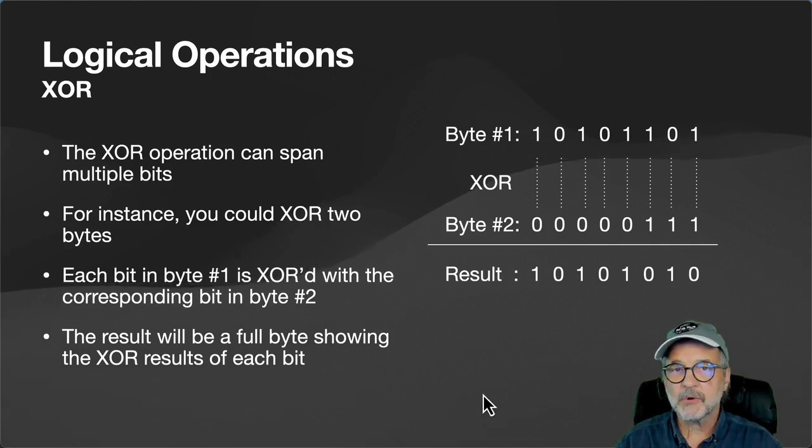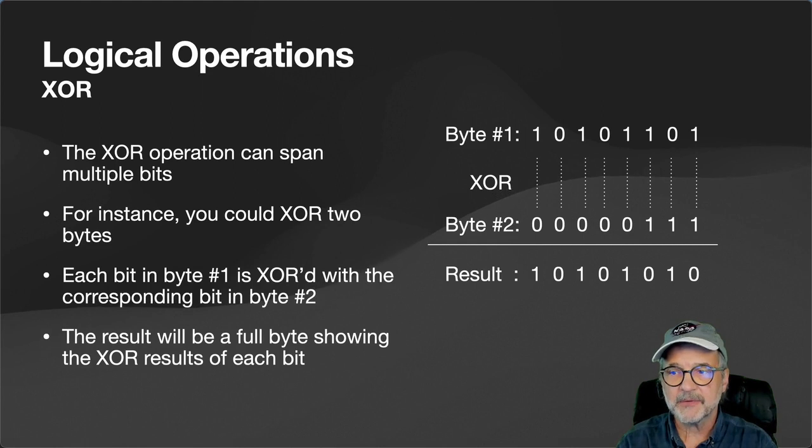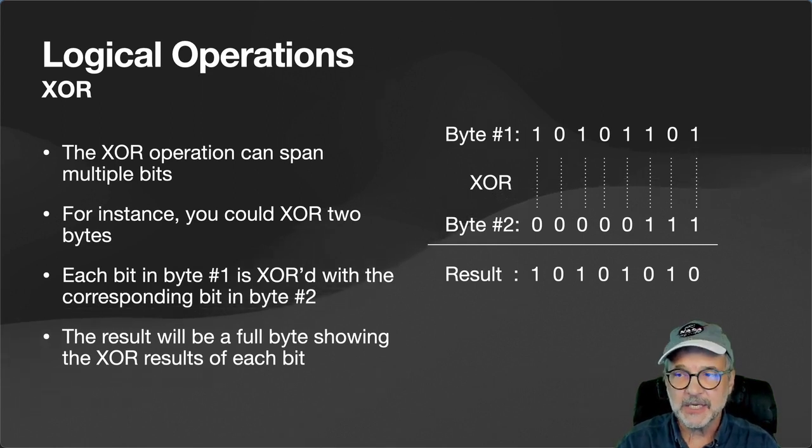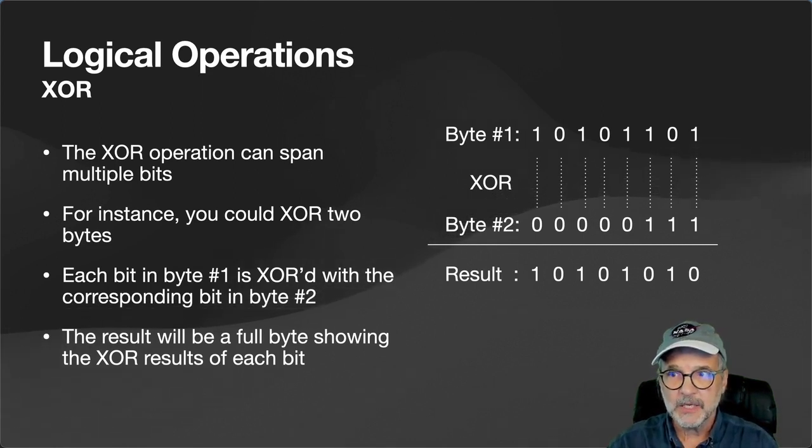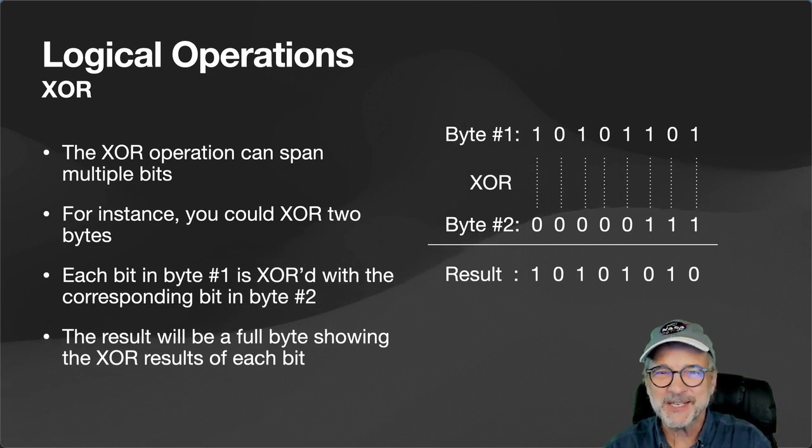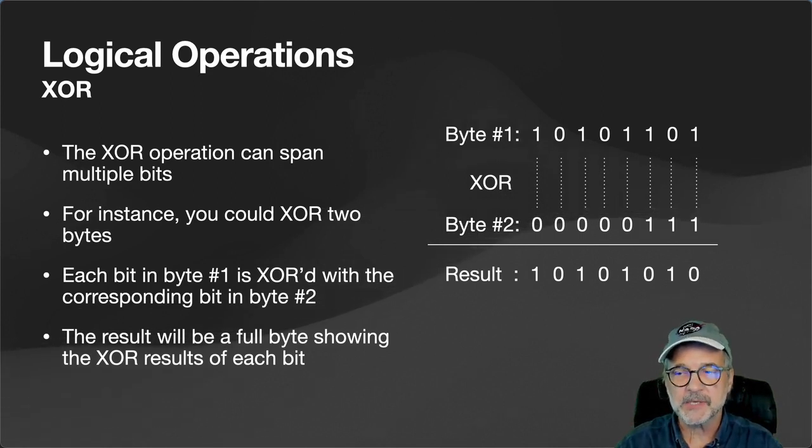An exclusive OR, just like an AND and an OR, you can have 2 bytes of bits, and notice that at each bit position in each byte, if they're both on, the result is a 0. So if you look at the least significant bit, 1 XOR 1 is 0, 0 XOR 1 is 1, 1 XOR 1 is 0, and so forth.